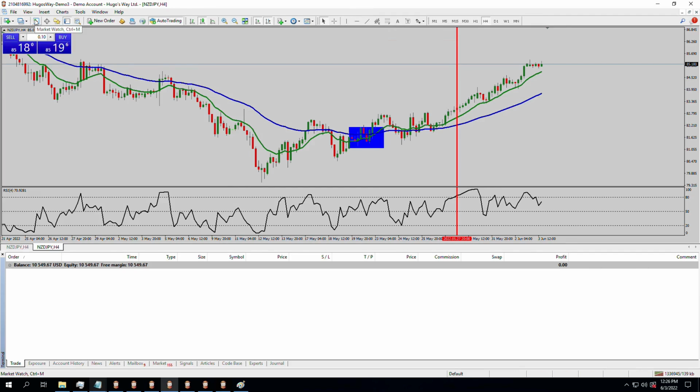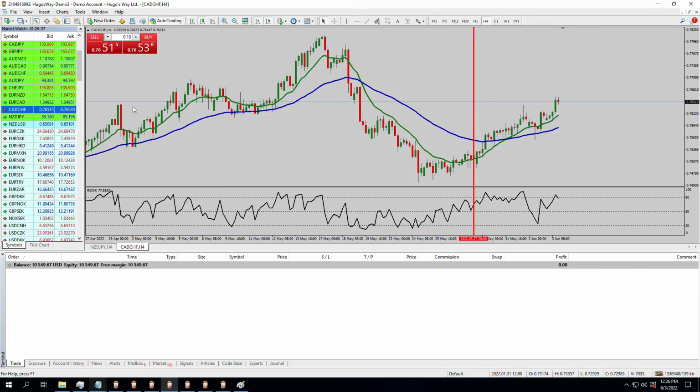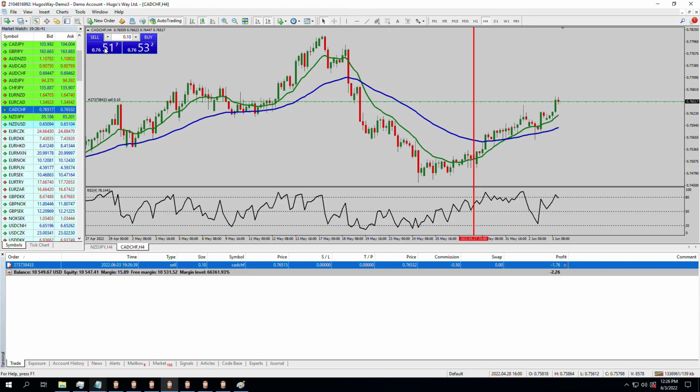So here we are on the charts. I'll open up CAD Chief. Here it is. I'm going to drag it to the active chart, and I'm going to immediately hit sell. Absolutely random. We're in a CAD Chief Sell. Now, let's get rid of the market watch window here.